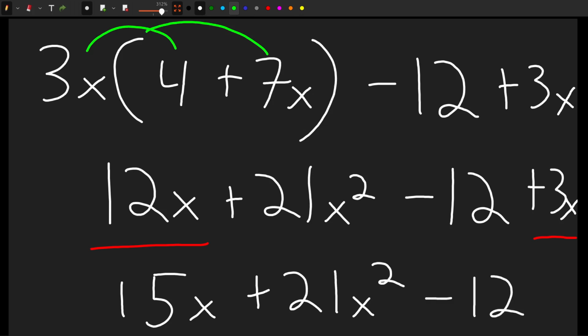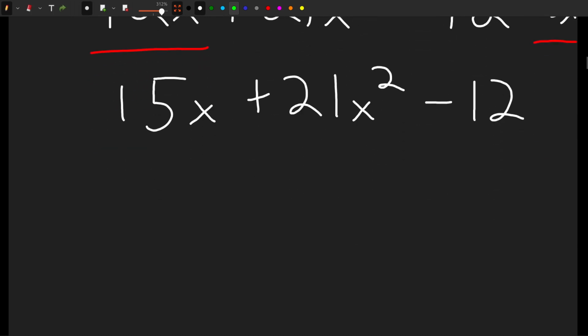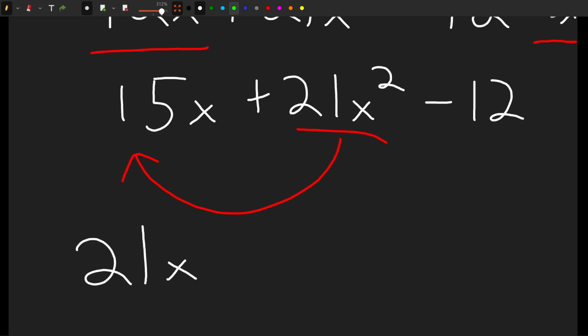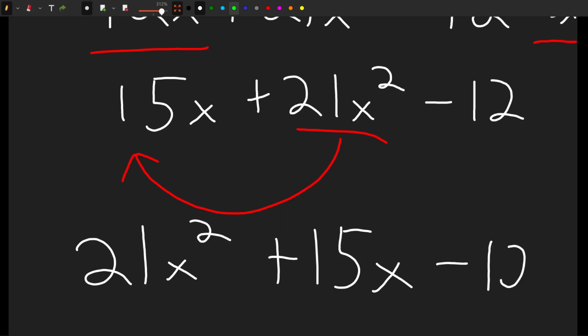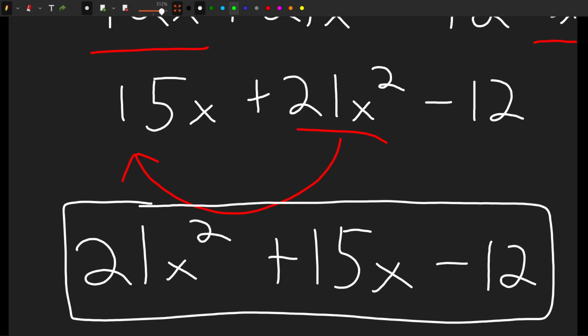Some of you may already be thinking ahead, and you'll know that when we have problems such as this one, we rearrange by the descending power. So in other words, 21x squared will move to the very front of the problem because it has the highest exponent in this case. And so then we'll rearrange this to where it's now 21x squared. 15x is positive, so we'll just say plus 15x, and then we'll subtract the 12, and that is our answer. Okay, we'll move on to our next problem.